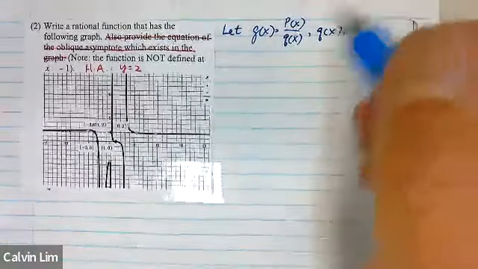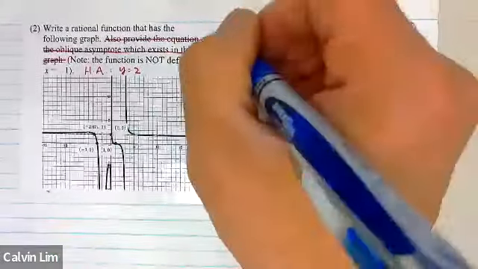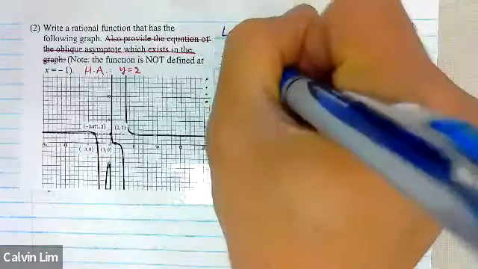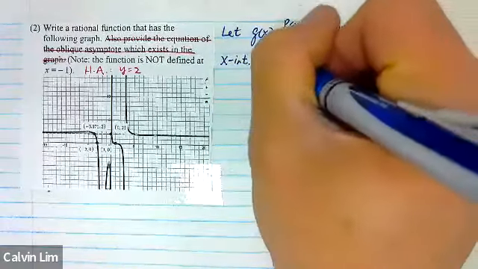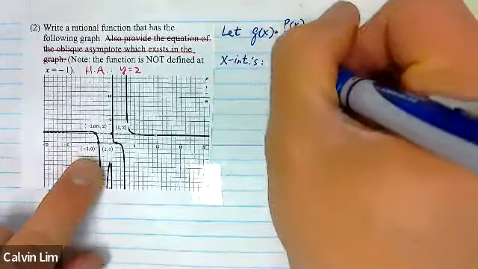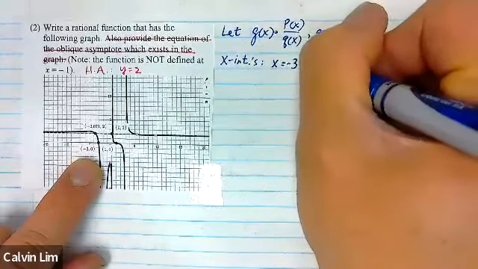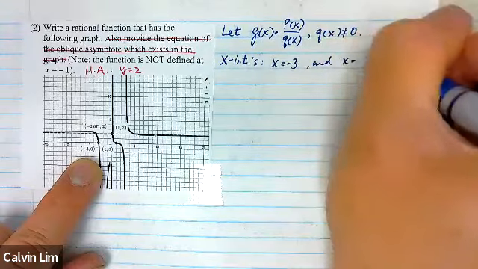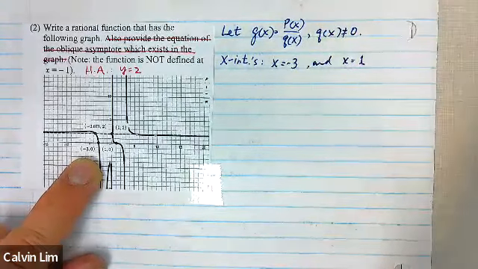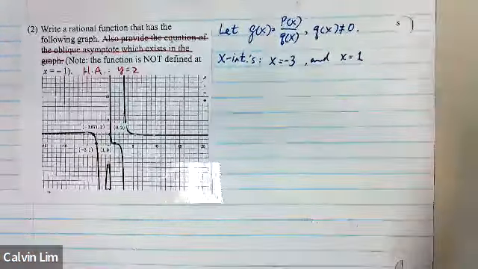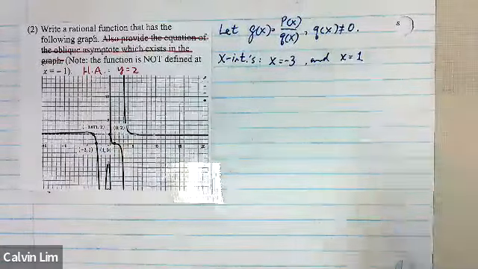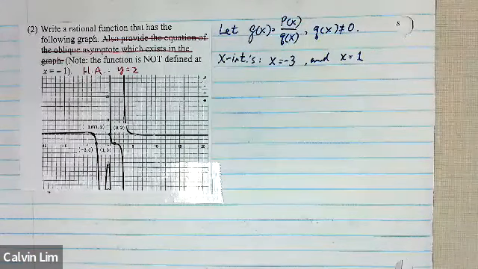So now you have a graph, so you have to read off the graph information such as the x-intercepts. What are the x-intercepts here? X equals -3 and x equals 1. When you have the graph, right, you can tell the behavior of these x-intercepts.